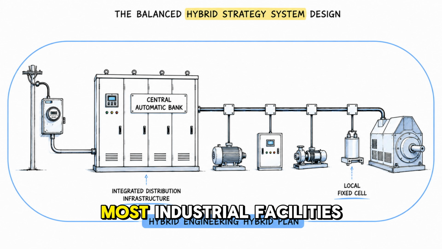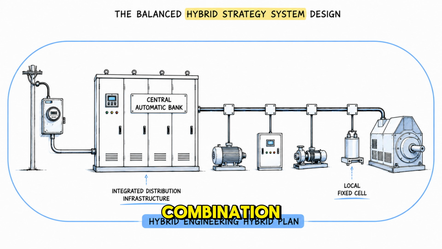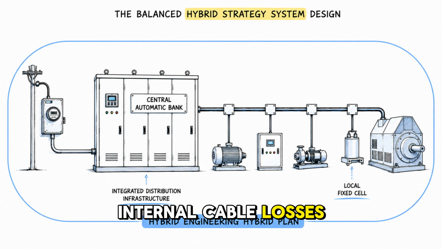Because of this, most industrial facilities use a combination, a central automatic bank at the main supply bus to eliminate the utility penalty, and dedicated fixed capacitors on the largest motors to reduce internal cable losses.